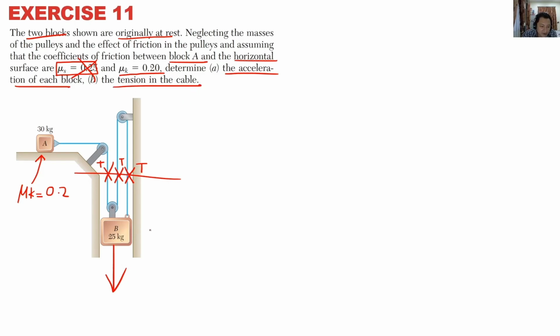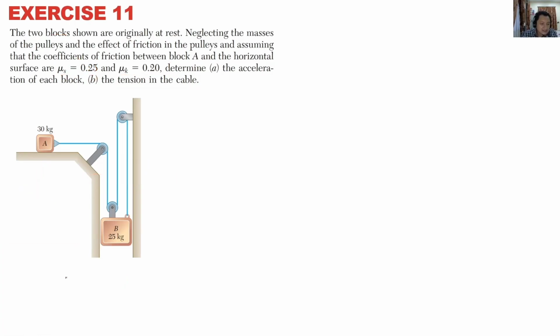So obviously, block B, no friction. Only block A has friction. Okay, so everything is good. Every explanation has been done. Now we're going to do it.